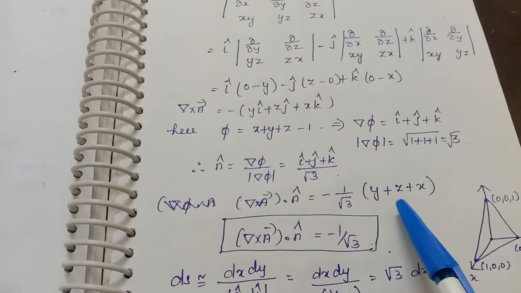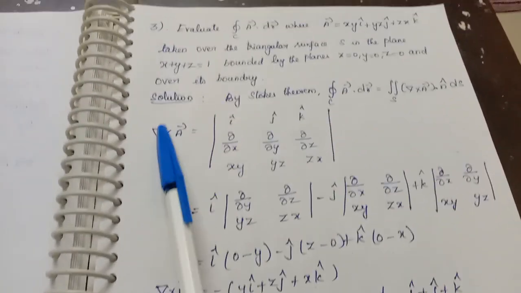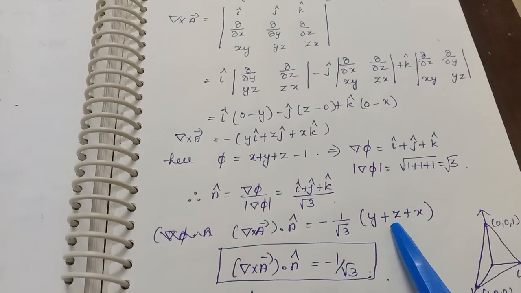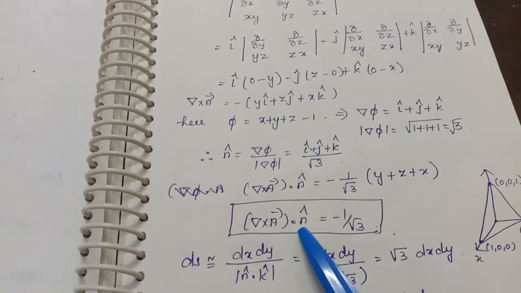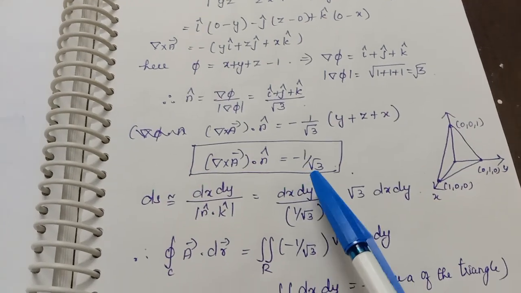But in the question, what is the surface given? x plus y plus z equal to 1. So here also we are getting x plus y plus z only. So instead of this term we can replace it by 1. So simply del cross A dot n cap equals minus 1 by root 3.